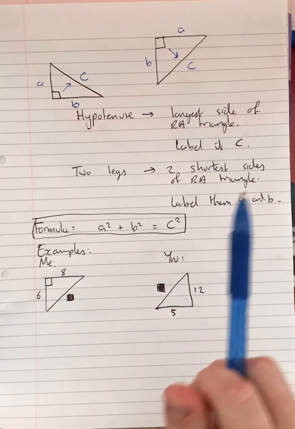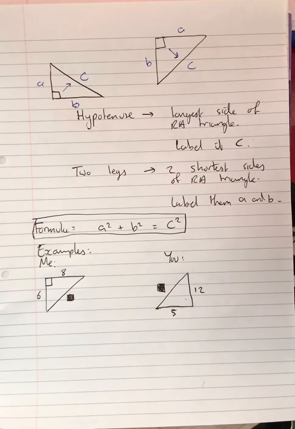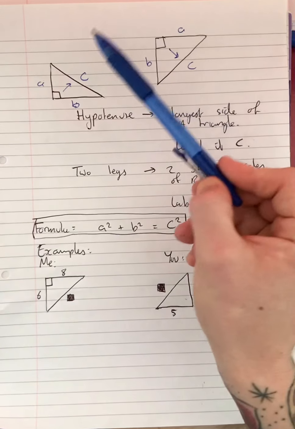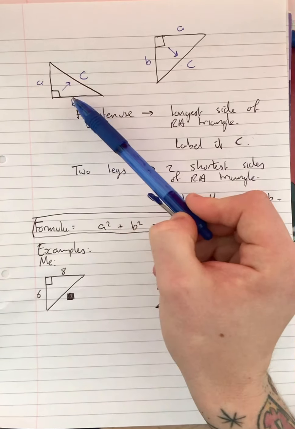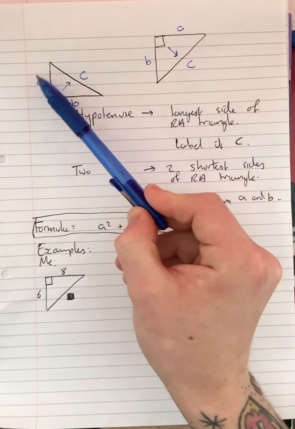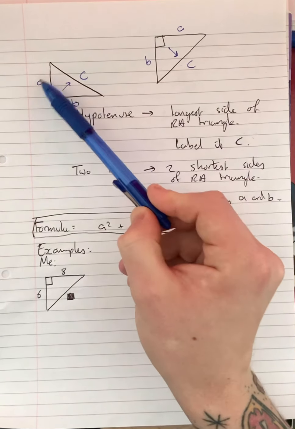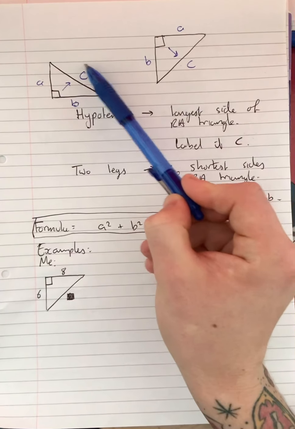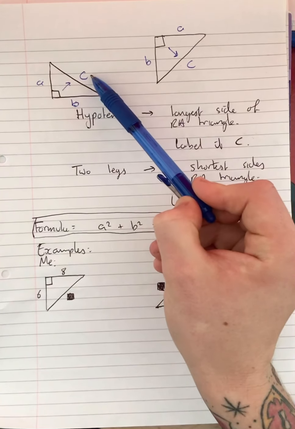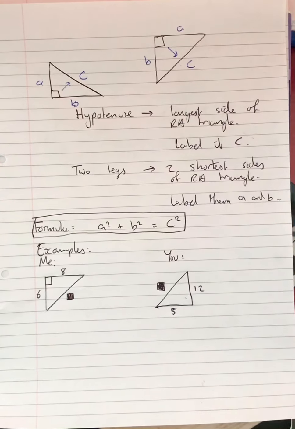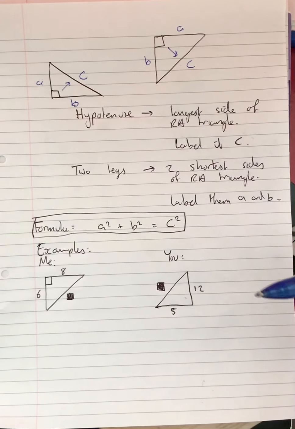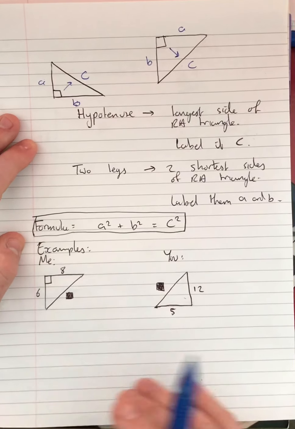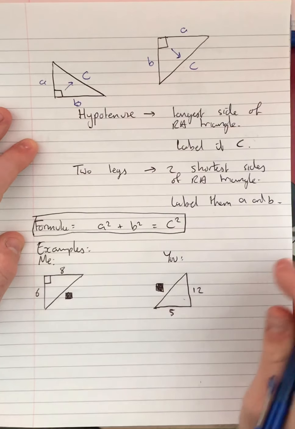Okay? Now this can be quite useful for finding missing lengths. So for example, if I wanted to know what that length is, and I knew the lengths of A and B, I could square those, I could add them together, and I'd be left with whatever this is squared. Then I can undo that, I can square root it and find it. So we're going to look at some examples on how we can do that here. So, I've got an example.